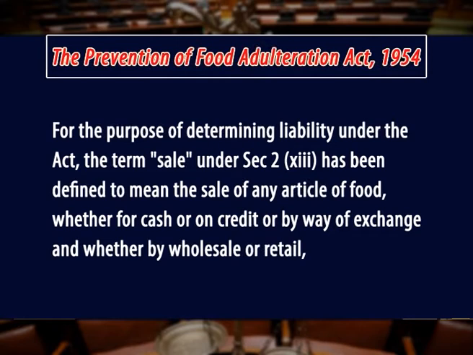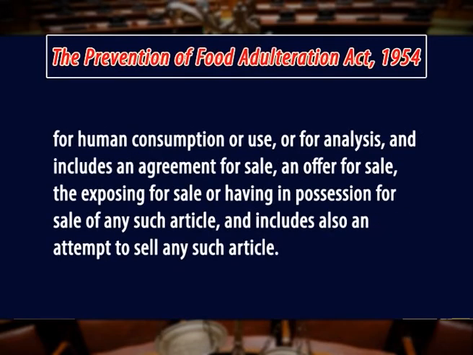Any article of food being a produce of agriculture or horticulture in its natural form means primary food under section 2(12A). For the purpose of determining the liability under the Act, the term sale under section 2(13) has been defined to mean the sale of any article of food whether for cash or on credit or by way of exchange and whether by wholesale or retail, for human consumption or use or for analysis, and includes any agreement for sale, an offer for sale, the exposing for sale or having in possession for sale of any such article, and includes also an attempt to sell any such article.